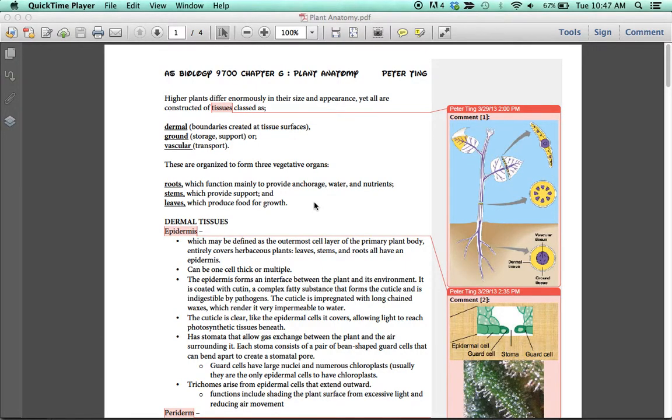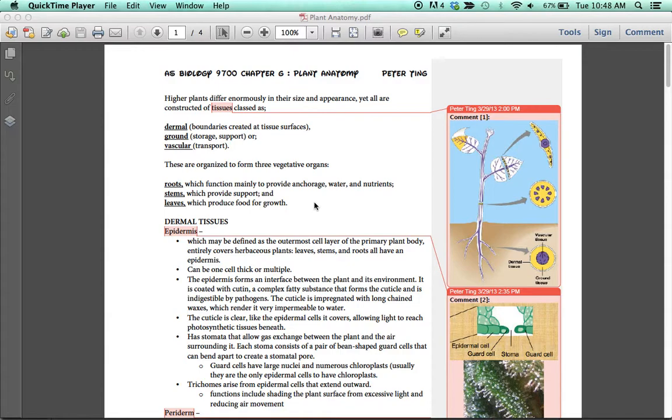Hello everyone. So for this week's practical, I will show you how to make a plant diagram and a cellular diagram of the plant structure. In the previous practical, you looked into the structure of the leaves. So tomorrow, you will be looking into the structure of the stem and the roots.